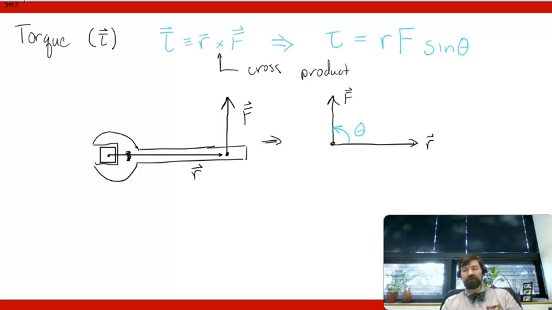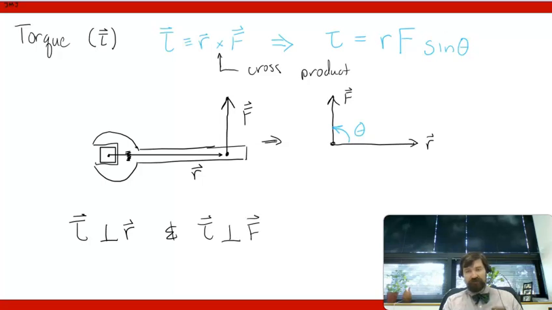Now, what direction is this vector pointing in, this torque vector? So I've given us the magnitude. The direction actually points perpendicular to both R and F. So we could write that in terms of tau as a vector and just say it's perpendicular to R, and tau as a vector is perpendicular to F.